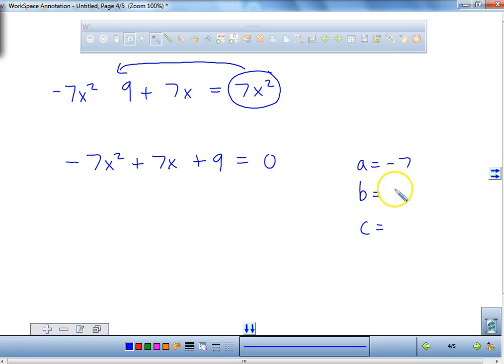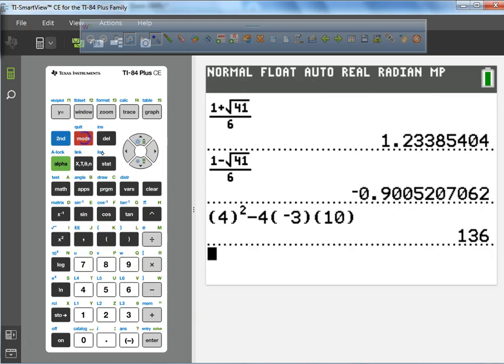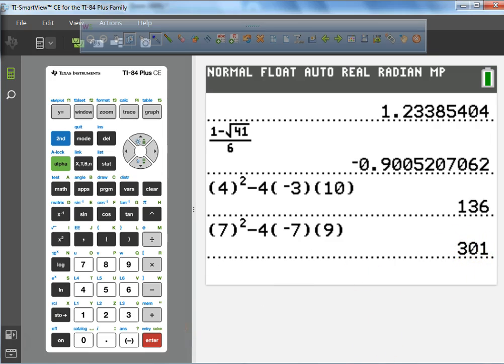Negative 7. b. c. Boom. Now, very first thing we're going to do is b squared minus 4ac. So I'm going to do 7 squared minus 4 times negative 7 times 9. I'm going to find my thing called the discriminant. I'll type that in right now, then go back to the screen. Open parentheses, 7 squared minus 4 times, was it negative 7? Times 9. Okay, press enter. What's that? 301? Okay, so boom, that's our discriminant.